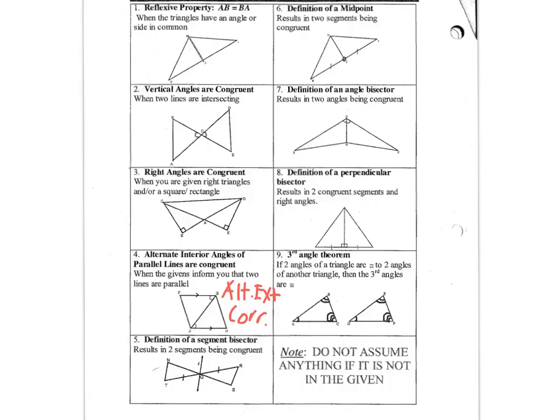Now, you may end up using ones that are not on this page at all, but most of the ones that you end up using will be somewhere on this page. And a big part in geometry, and I like to say it all the time: do not assume anything if it is not in the given. Just because something looks like it's a right angle, if it's not given as a right angle, you can't say it's a right angle. If a drawing looks like something's true, if it's not told to you, don't assume it. Alright, let's start with an actual proof.